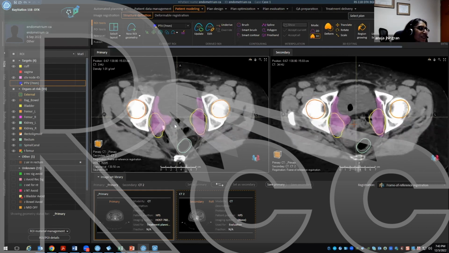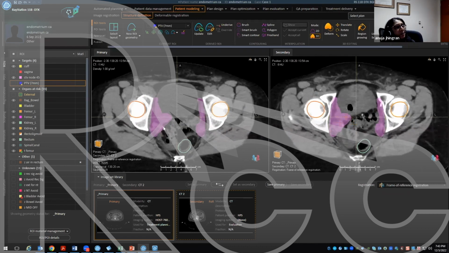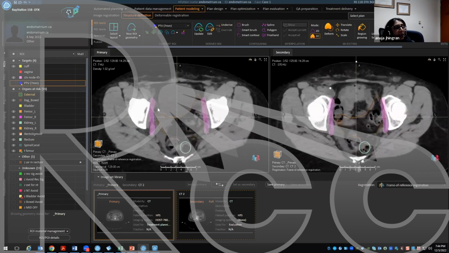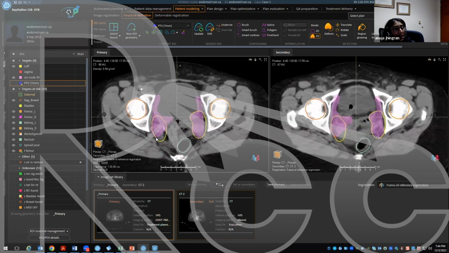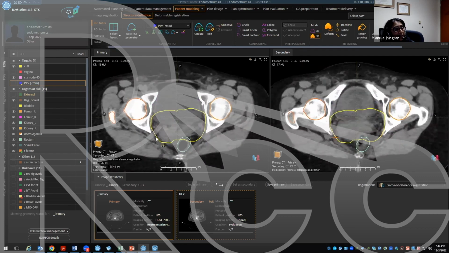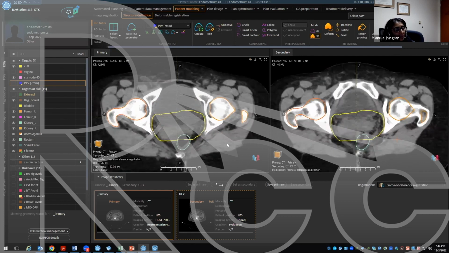That was the PTV. So this was my original contours, but you can see where I do, even with my nodal CTV, go a little bit more medial to make sure I'm covering the perimetrium there. So you can see that, and then as I go down, I had the vaginal contour there, but yes, you can definitely make it less.